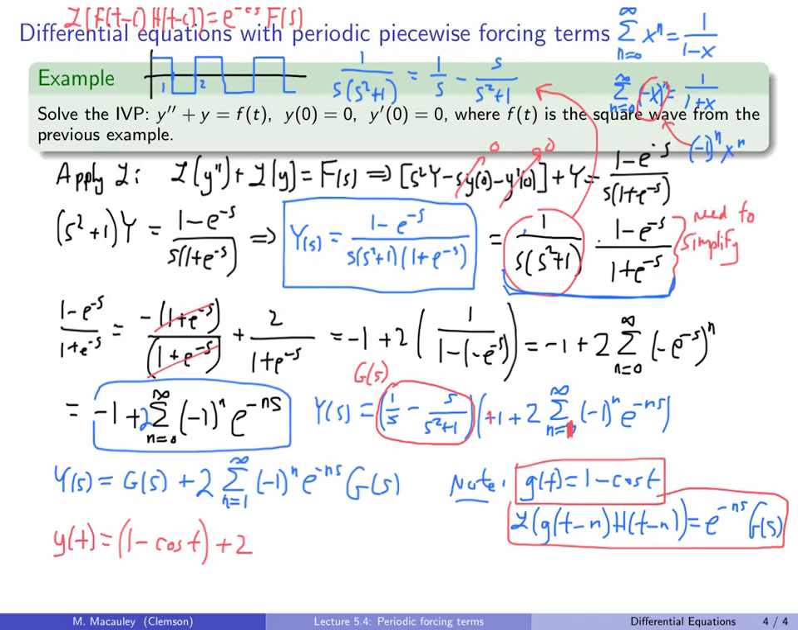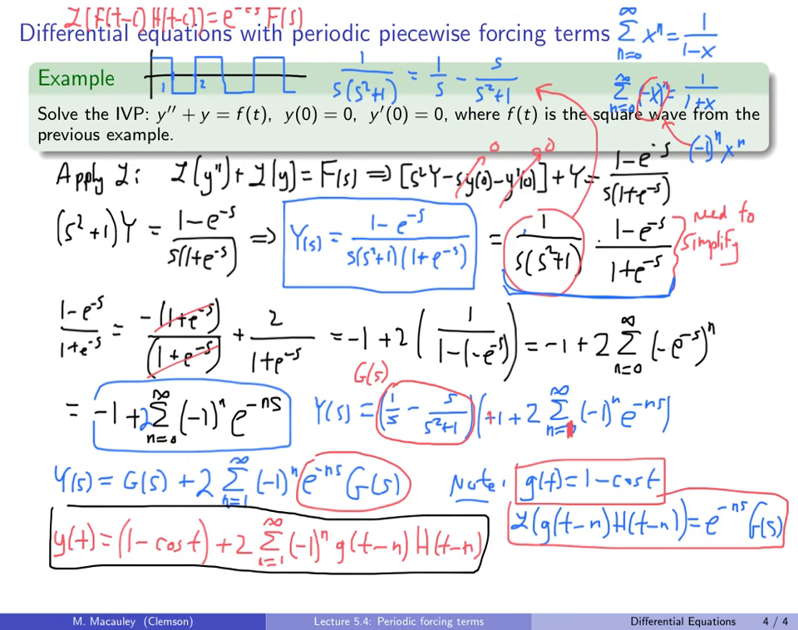So that's going to make this 2 times the sum from n equals 1 to infinity. The negative 1 to the n just sticks around, that's just a constant. And the inverse Laplace transform of that is just this guy here, so that is g of t minus n times h of t minus n. Okay, let me box it. This is our final solution. I'm going to simplify this a little bit more.